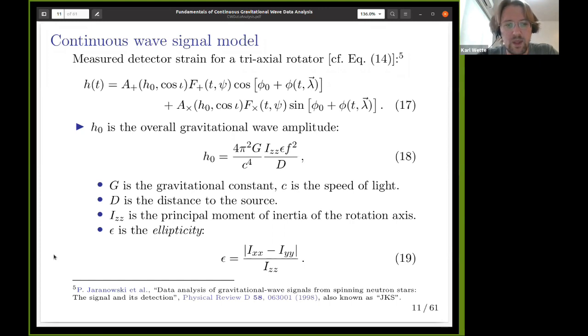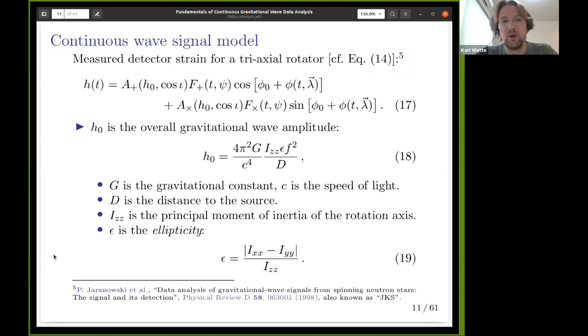And then the final parameter in there, apart from the gravitational wave frequency F, is something which we call the ellipticity. This is basically when we take the difference between the IXX and IYY moments of inertia, and then we normalize that by IZZ.